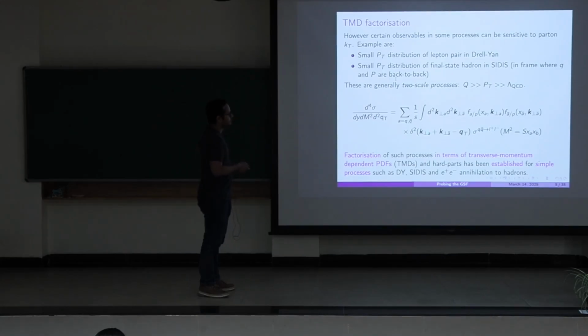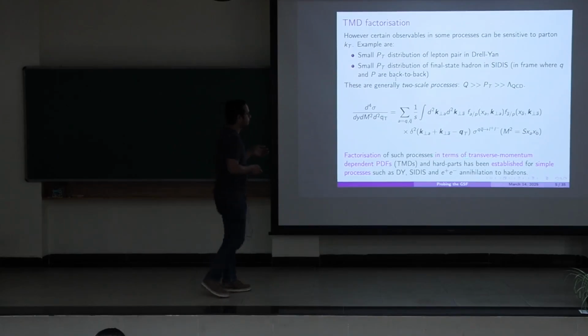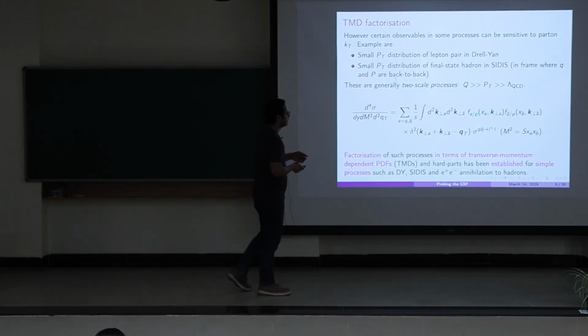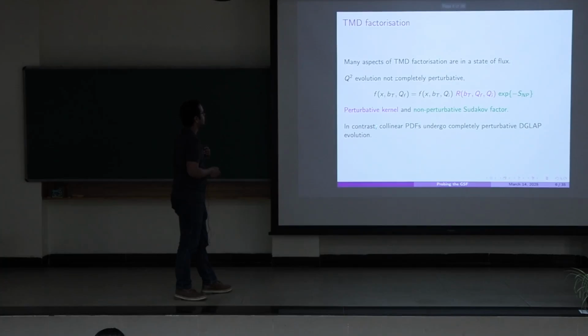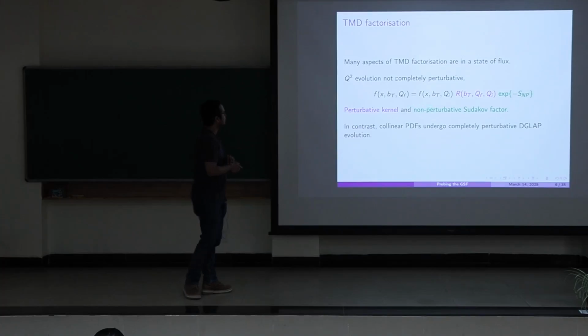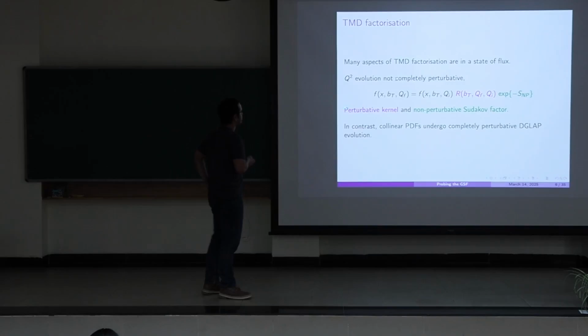So here, because we are sensitive to the pT of the parton, we can establish a factorization theorem which involves PDFs which not only depend on x but also the partonic transverse momentum. So this has been established for simple processes. But TMD factorization is still not a fully mature field. Many aspects of it are in a state of flux. Unlike in collinear factorization, the Q-squared evolution is not completely perturbative. There are non-perturbative aspects.